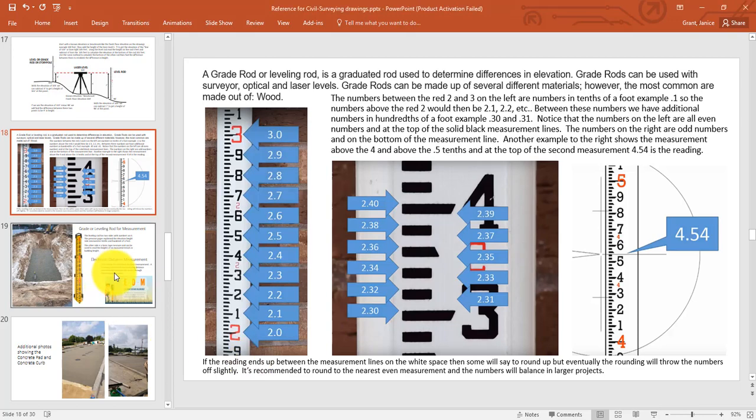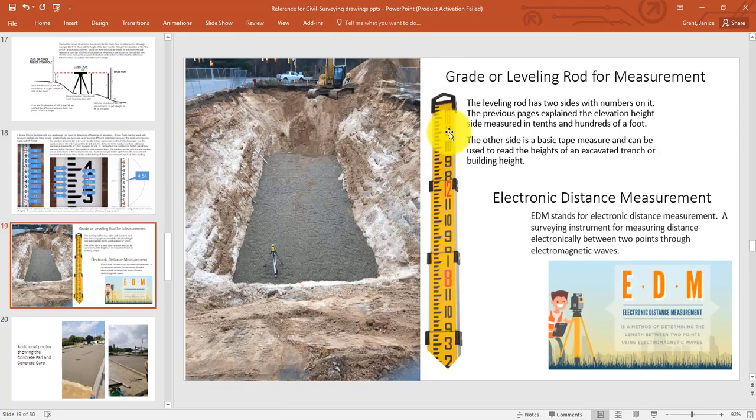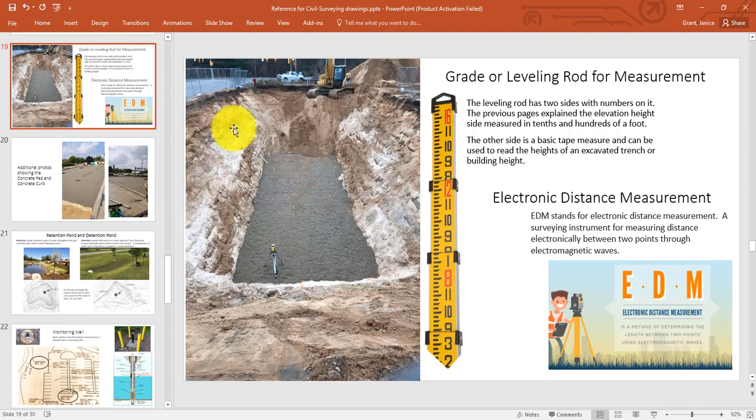On the other side of the grade rod is a measurement for height. So a lot of people don't know that or use it, but if you turn it around, and you're in a lower ditch like this, you can use the back of the grade or leveling rod to find out the height of your excavation.